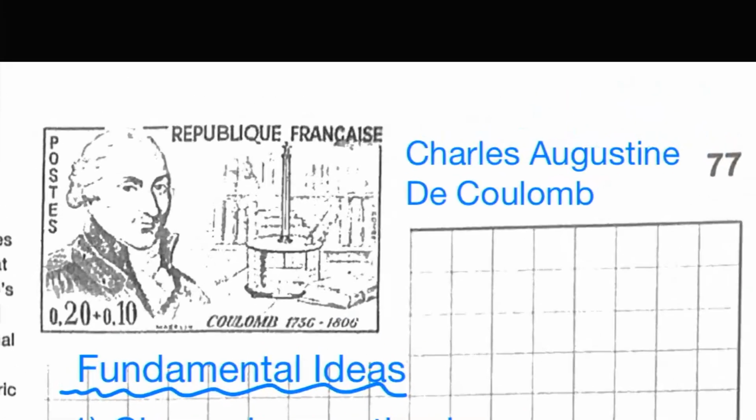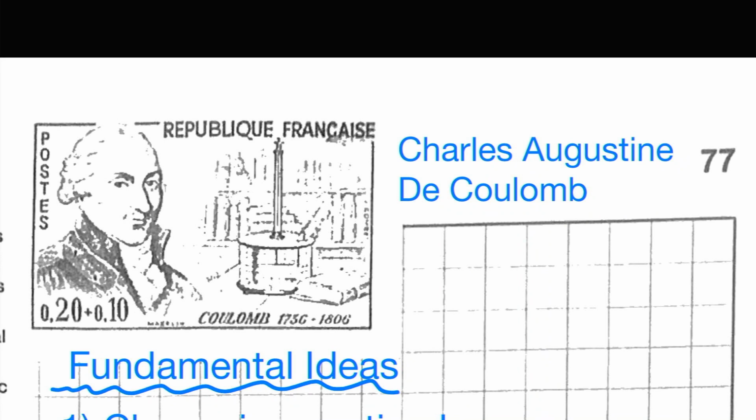Up at the top of your notebook, we have a French postage stamp of Charles Augustin de Coulomb. If you can see the dates at the bottom of the stamp, he lived from 1736 to 1806. Mr. Coulomb was an officer in the French army. He was an engineer in the army and achieved the rank of lieutenant. He was also a physicist and is best known for his discovery of what we now call Coulomb's law.